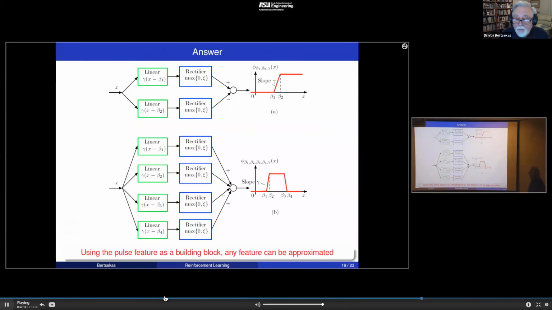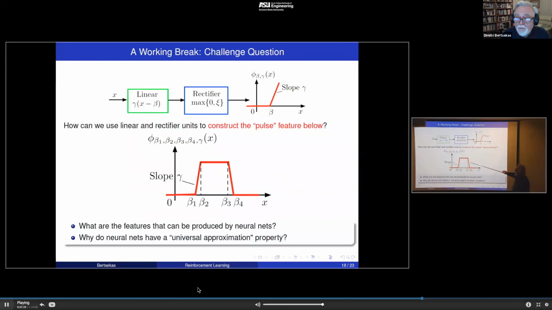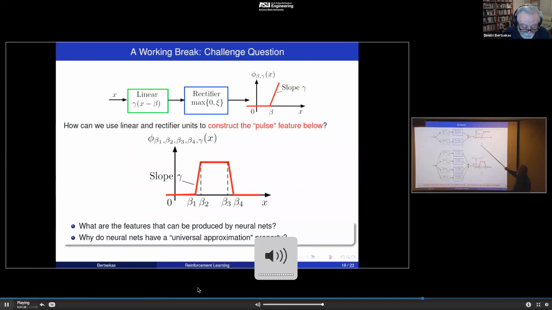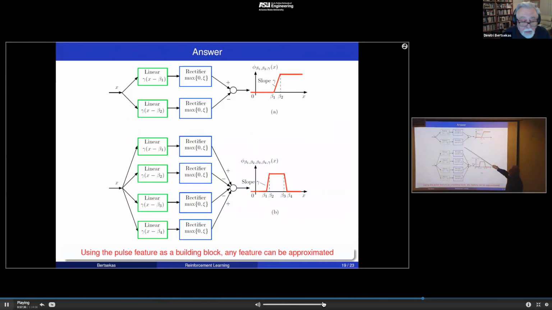Okay. So, like Thomas said, you want to construct a more complicated feature by using features like that. So let's construct this feature. We take x and feed it into two different linear blocks that are followed by a rectifier. And these blocks have the same slope, but a parameter beta 1 for the top and beta 2 for the bottom. And then you subtract them at the output.